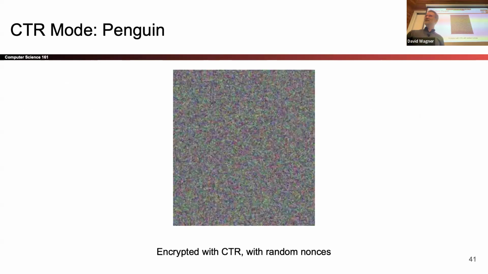Here's an encryption of a penguin image, the same image in counter mode. You can see, again, no patterns persist through. That's because the pad values are like random values. They're indistinguishable from random. And so even though you have the same parts of the white chunks, they get encrypted differently because they have a different pad.